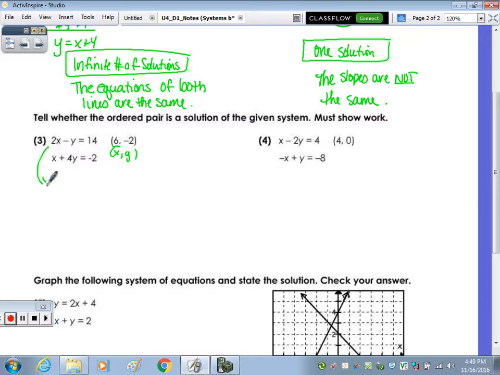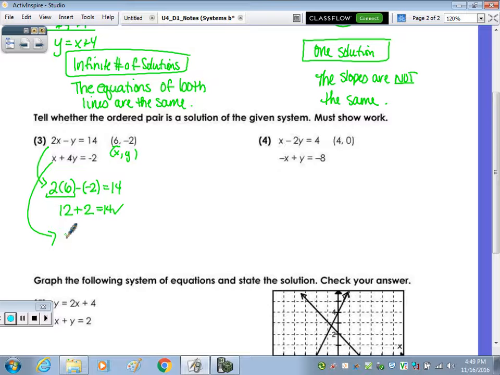So I'm going to do this one first. It would be 2 times 6 minus a negative 2, I should get 14. Well, multiplication first, 2 times 6 is 12, subtracting a negative becomes positive, and 2 plus 12 is 14. So it works for that one. Now to check this one.